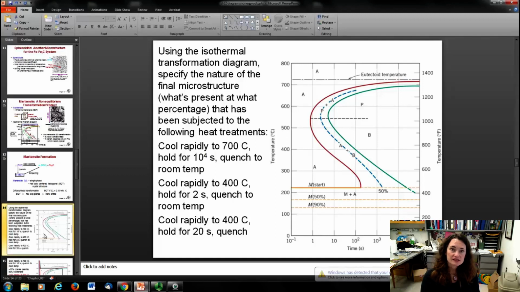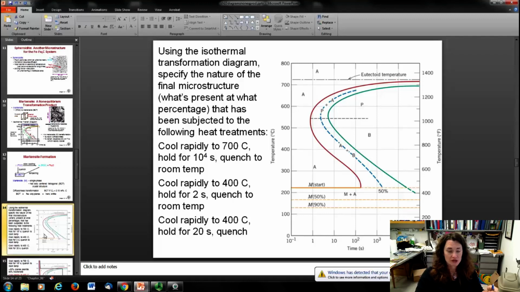Okay, so let's take some of the stuff that we've learned about isothermal transformation diagrams and apply it to an example. Using the isothermal transformation diagram, specify the nature of the final microstructure, what's present at what rough percentage, that's been subjected to these heat treatments. So you take your material, you cool it to 700 C, you hold that for 10 to the 4th seconds, and then you quench to room temperature. The second one, cool rapidly to 400 C, hold it for 2 seconds, and then quench that to room temperature. And then finally, cool rapidly to 400 C, hold it for 20 seconds, and then quench that.